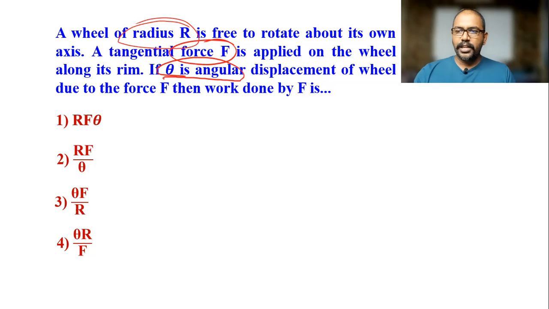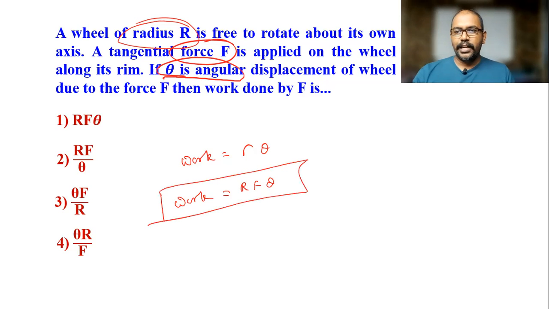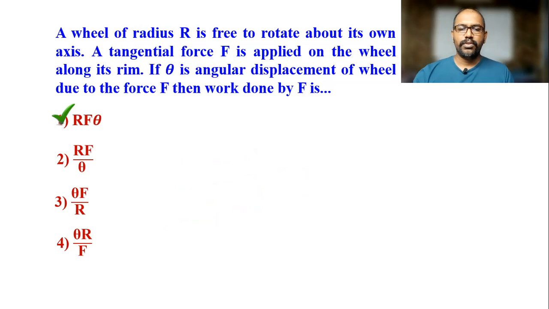Generally in translational motion, work done is given by the formula force into displacement. By using the same analogy, we can write work done is equal to torque into angular displacement, so torque into theta is the answer. But you cannot see torque in any of the options, so you can write torque is equal to R into F. So we get the formula for work done, RF into theta, and you can see it is written in option 1. So option 1 is the correct option for this question.